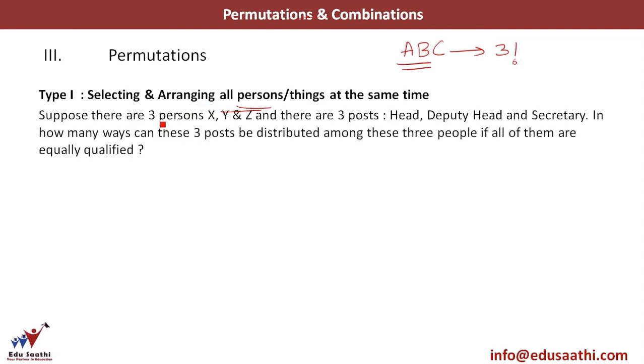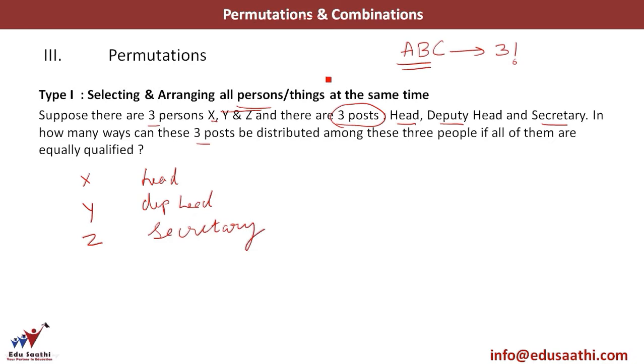Suppose there are 3 persons X, Y and Z, and there are 3 posts: the head, the deputy head and the secretary. In how many ways can these 3 posts be distributed among these 3 people if all of them are equally qualified? Let's write down what's given in the question. I have 3 people X, Y and Z, and I have 3 posts. I have to choose a head, a deputy head, and a secretary.